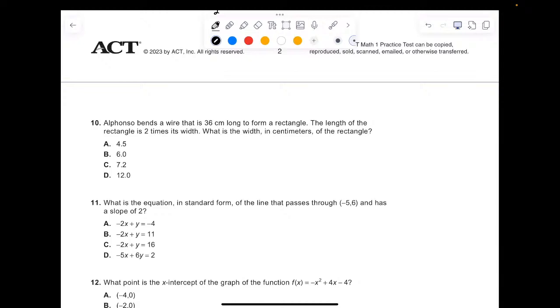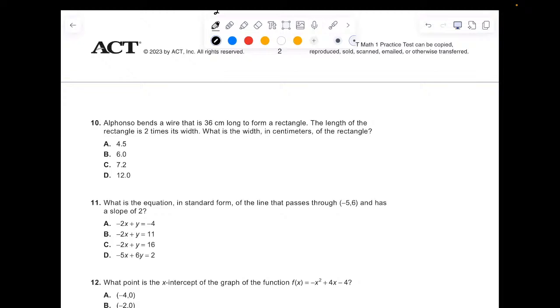Alfonso bends a wire that's 36 centimeters long. Hey, Bamba. I'm just doing ACT problems because I had a bet with my friend that the ACT wasn't as bad as I remember. Alfonso bends a wire that is 36. Oh, and by the way, try not to send any answers in here, just because I'm trying to do this by myself just to prove a point. You don't even have to tune into the stream. I'm just live streaming so that I know I'm not cheating.